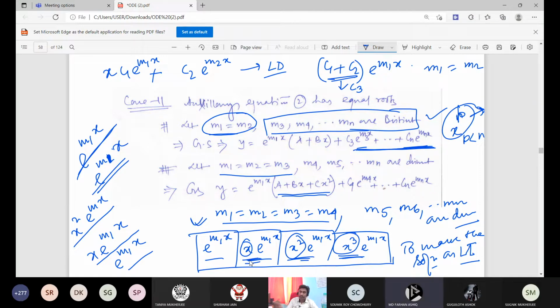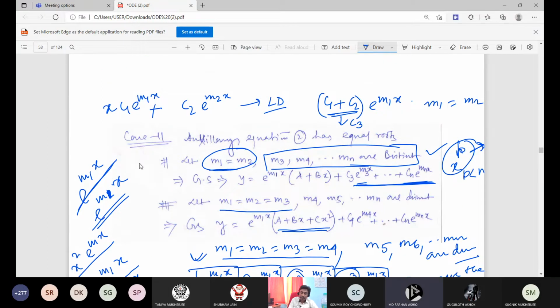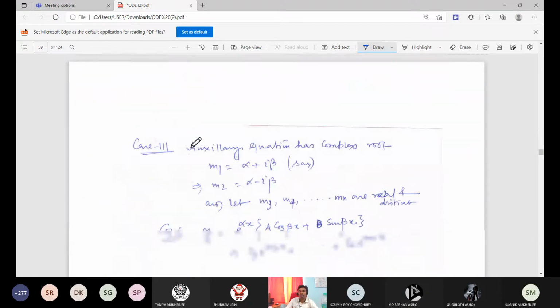We can try with an example. Let's say you have this as the solution: y is x e to the power x into (c1 e to the power m1x plus c2 e to the power m1x). Form the differential equation by eliminating c1 and c2. Whatever differential equation you get, solve it again, and then verify whether this is a solution or not. So let me illustrate this with an example. Then it will be more clear to you.